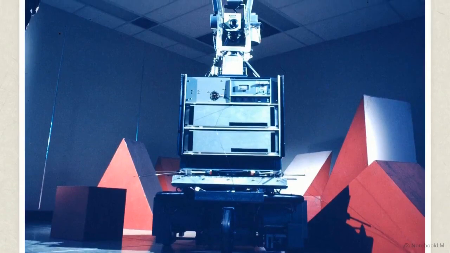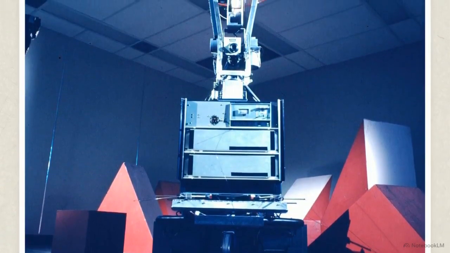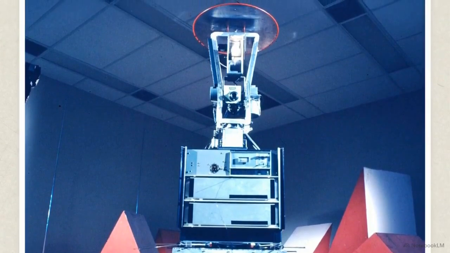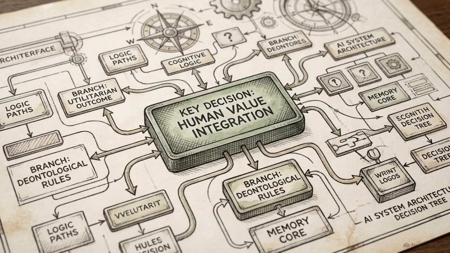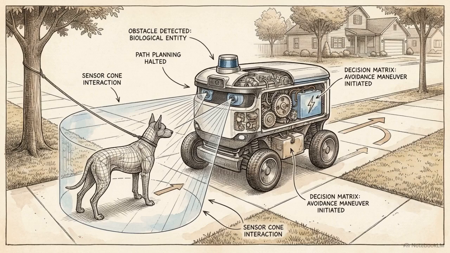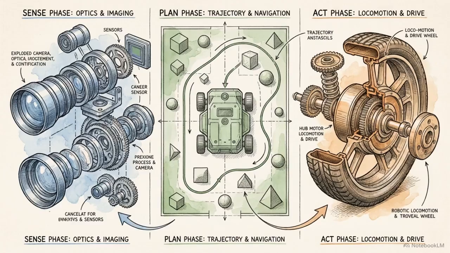The first machine to seriously tackle this problem was Shaky, developed at the Stanford Research Institute in the late 1960s. Shaky utilized early artificial intelligence to reason about its own actions before its motors even engaged. This shifted the burden of robotics from purely mechanical engineering toward cognitive software. To move freely through physical space, the machine needed a method for making independent decisions. That system operates on a continuous 3-step loop: sense, plan, and act.